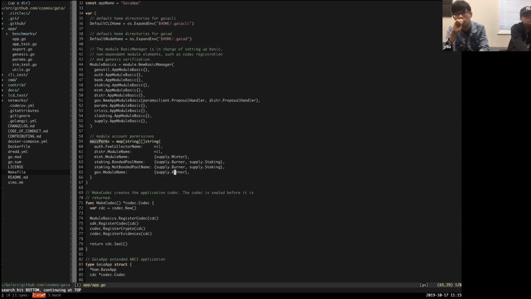Question, Hank. What is the difference between a bonded pool and a not bonded pool? Essentially, when you delegate your atoms, they enter the bonded pool, and when you undelegate your atoms, they go into the not bonded pool. Okay. And does this pool represent the ownership of the coins inside the pool, or is it just stats keeping?